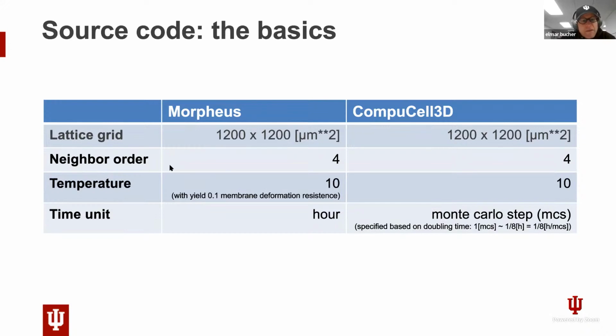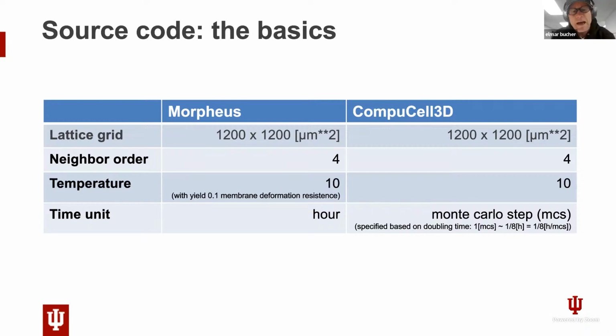Then we had a neighborhood order of 4, and the same temperature of 10. In Morpheus, they have this yield 0.1 that seems to be the default, which somehow is for the membrane deformation resistance, and it's a kind of an offset to the Boltzmann constant. That's what they write, and it's referenced by a paper in CompuCell3D. There's another possibility for that, so we just left it away. We don't think this has too much influence.